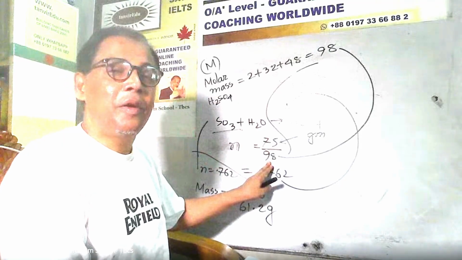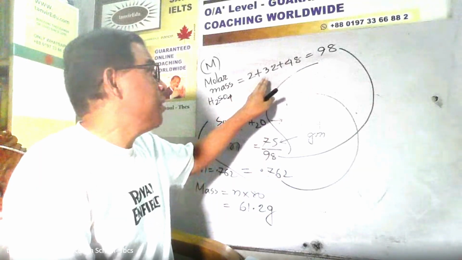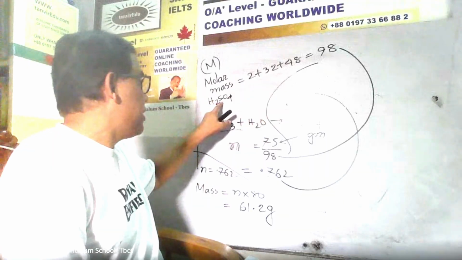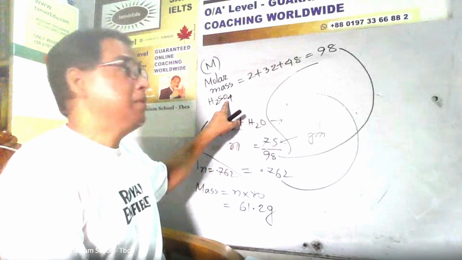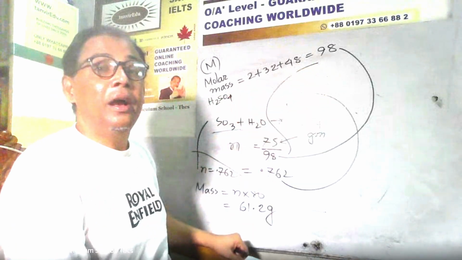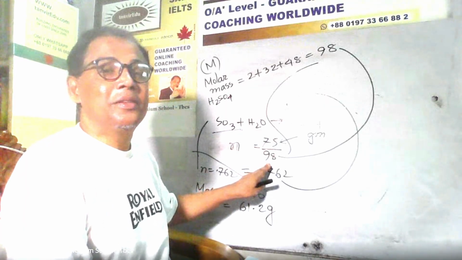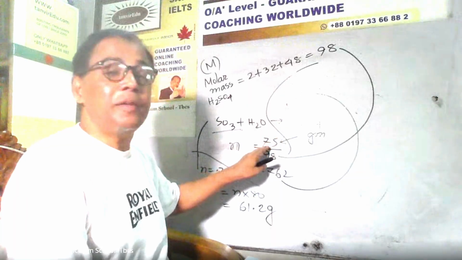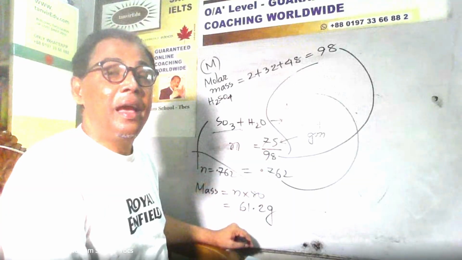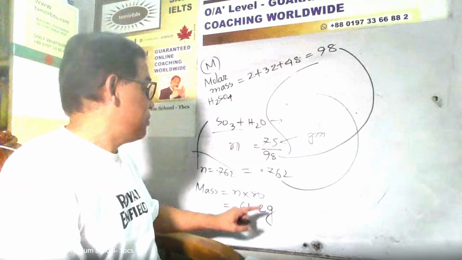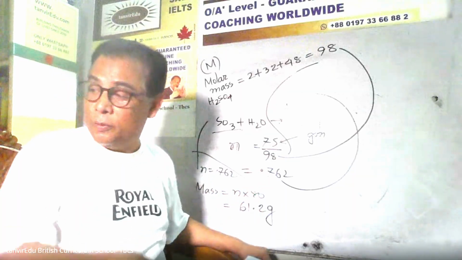sulfuric acid. Using the periodic table, hydrogen is 2, sulfur is 32, and 4 oxygen is equal to 64. So after addition, we will get 98. So the given mass of 75 has to be divided by 98, and you will get the number of moles. What is the number of moles? 0.762.